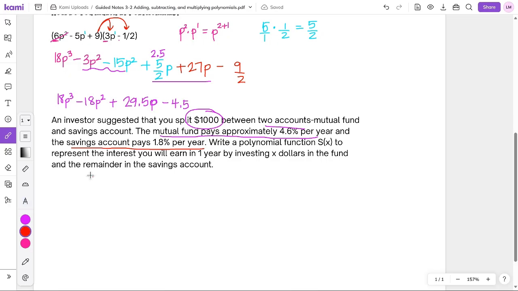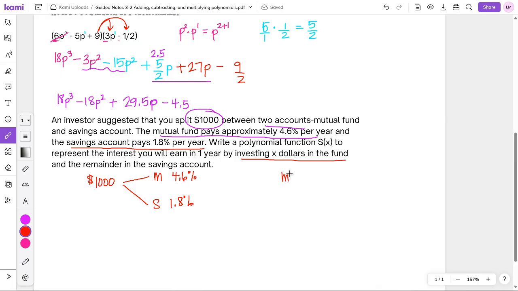All right, so we have a total of $1,000. We're going to split that between two funds. We have a mutual fund that pays 4.6% per year. So that means however much money I invest, I multiply that by 4.6%, and that's how much money I'll make. The savings account, 1.8% per year. All right, so we don't know how much we're investing, but we know we're investing in these two. All right, so we're investing x dollars in the mutual fund is what they told us.